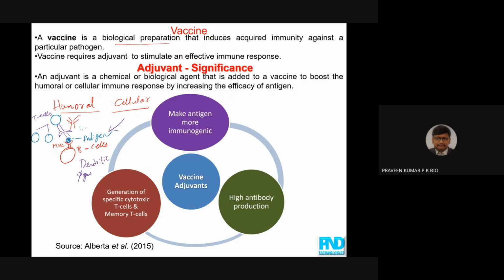So these types of immunity, humoral and cellular immunity, together we call overall immunity. Okay, and if you see this vaccine, it is a biological preparation. If you want to treat a viral infection, we can use the dead virus, or the treated virus, or even the viral particles. Any of these can be used as a vaccine to combat that particular pathogen.